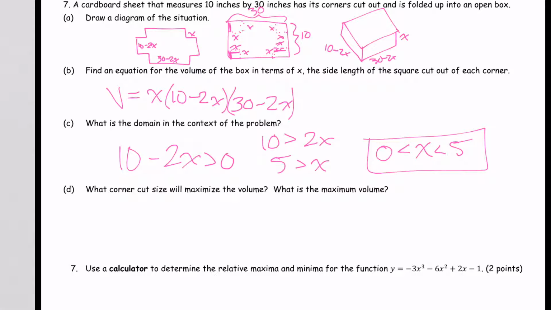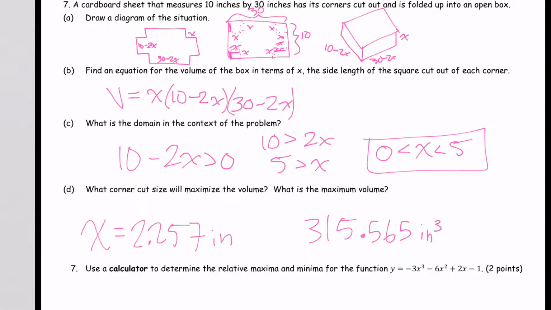And once it finishes graphing, we can say second, calculate, maximum is option 4. For left bound, we can hit 0. For right bound, we can hit 5. And then we can hit enter for guess, and it'll say that the maximum occurs when x equals 2.257. So what corner cut size will maximize the volume? Well, a corner cut size of x equaling 2.257 inches. And what is the maximum volume? Well, the maximum volume is our y value, which is 315.565 inches cubed, because we're talking about volume.